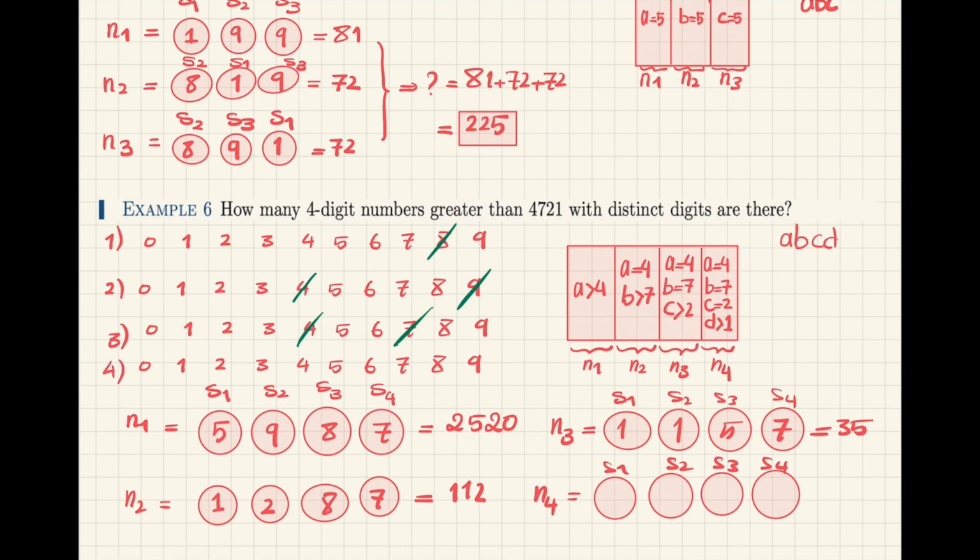Here, A is 4, B is 7, C is 2. So it means that I have one option, one option, one option. But I have to cross them over. 4 is gone, 7 is gone, 2 is also gone. And then I need to have D greater than 1, but from the leftovers. So 1, 2, 3, 4, 5, 6, and 7.